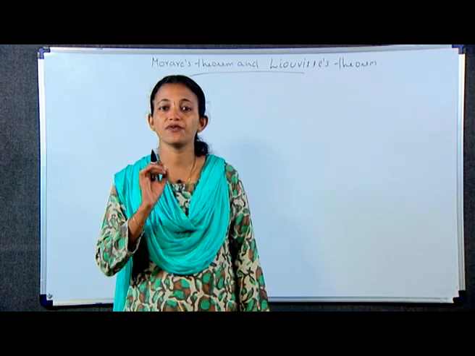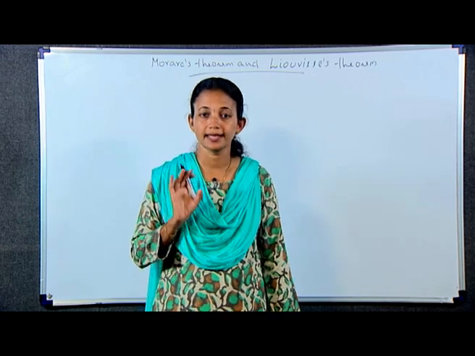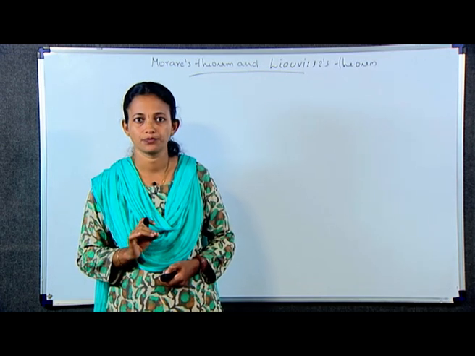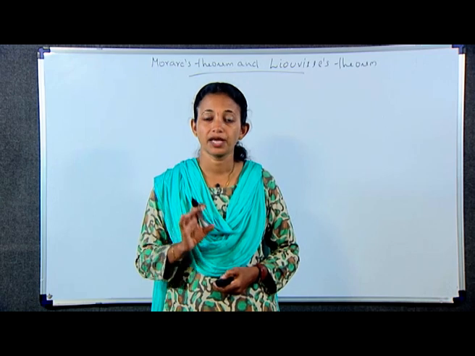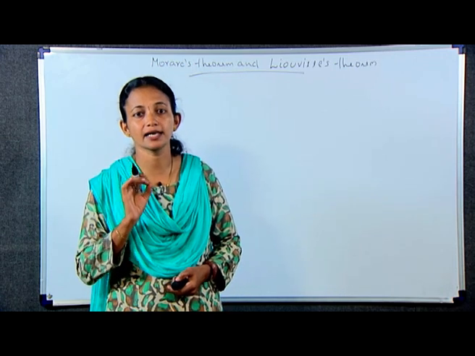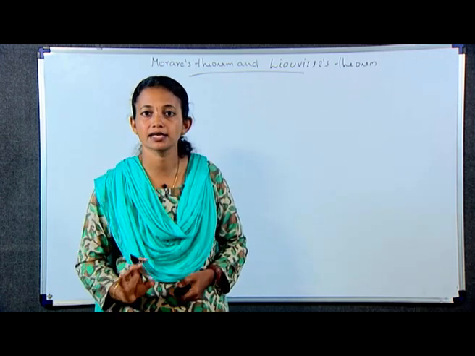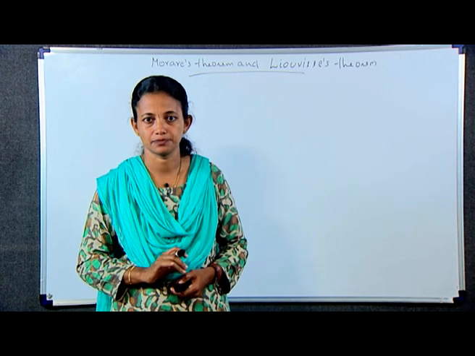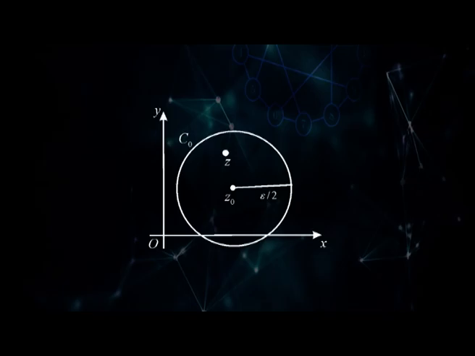First theorem: if a function f is analytic at a given point, then its derivatives of all orders are analytic there too. Proof: we assume that a function f is analytic at a point z0. Then there exists a neighborhood |z - z0| < epsilon of z0 throughout which f is analytic. Hence, there is a positively oriented circle C0 centered at z0 with radius epsilon/2 such that f is analytic inside and on C0.